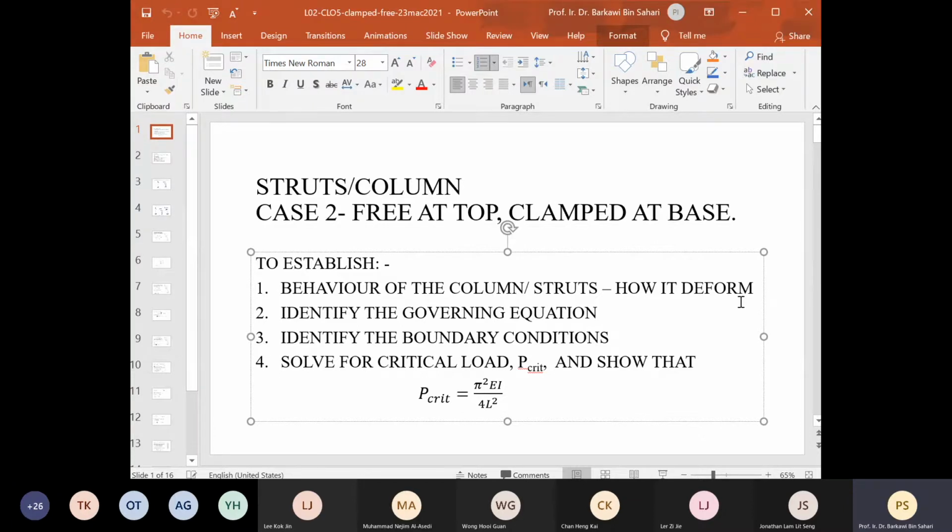Number two, I also have uploaded exercise sheets for column and strat. Those exercises are meant for you to familiarize yourself with the subject and to sharpen your skill in problem solving.